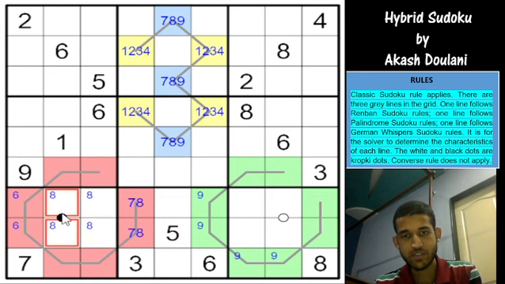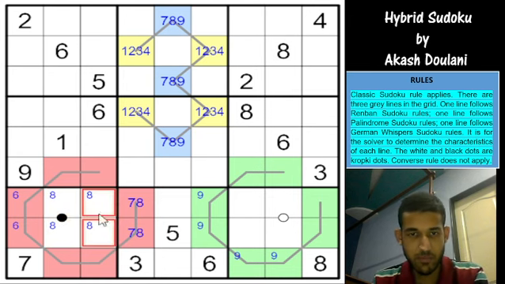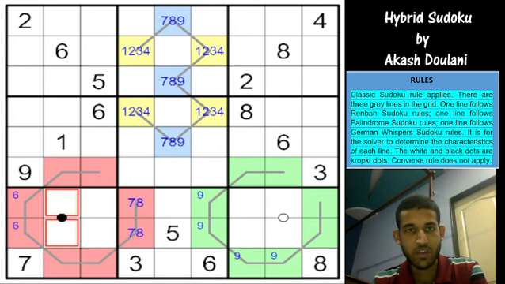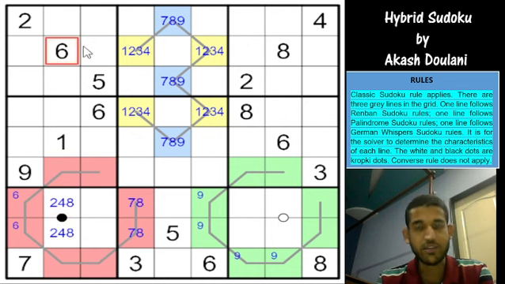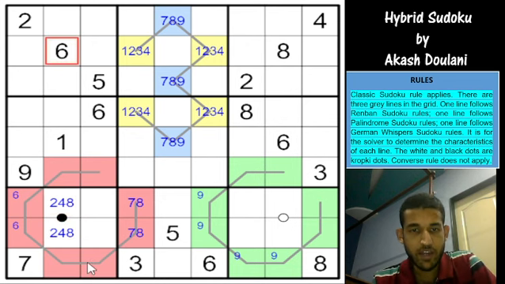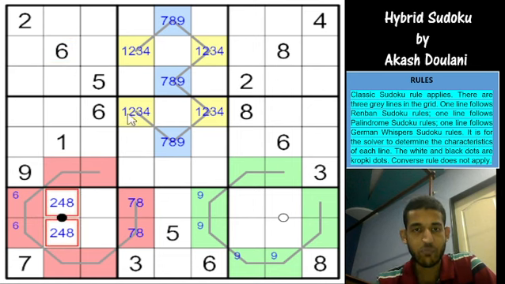So if I look at this black dot, it cannot be 1 and 2, right? Let me remove this corner pencil mark. It can be a 2, 4, or it can be a 4, 8. It cannot be a 3 and 6. So there are very few options left. It's either 2 and 4 or 4 and 8, and in both the cases 4 is common.